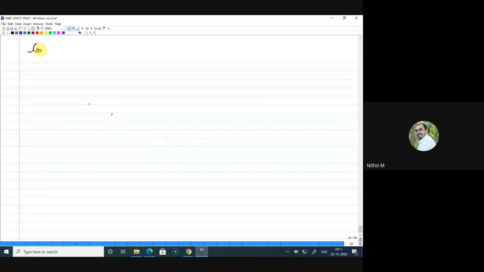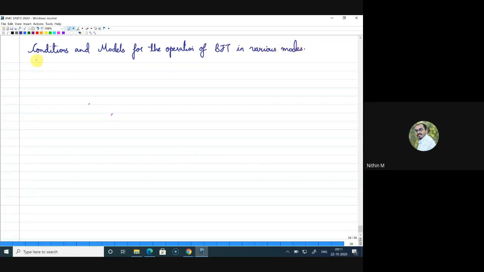So I would write here what we will be discussing today: the conditions and models for the operation of BJT in various modes. So the various modes we discuss here today are the same: cutoff, active and saturation mode. So let me start with the cutoff mode.